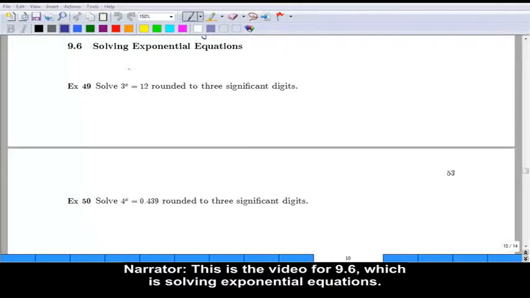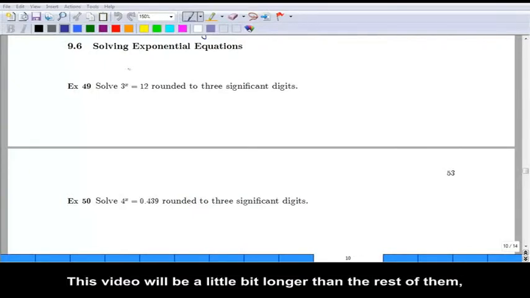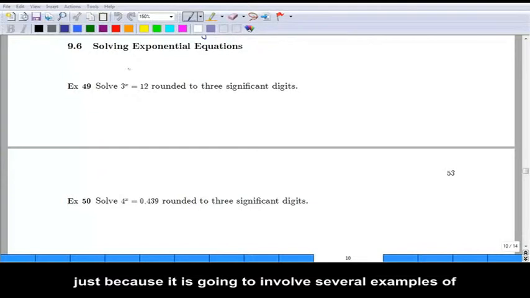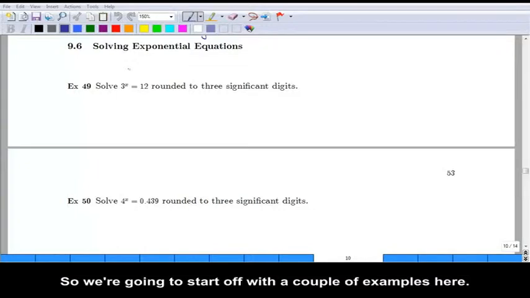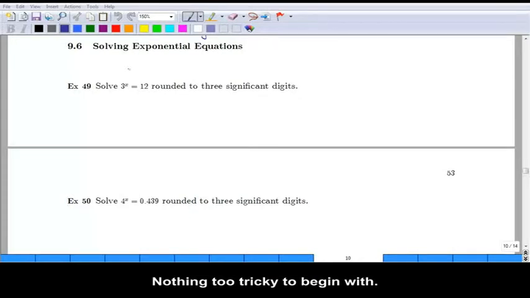This is the video for 9.6, which is solving exponential equations. This video will be a little bit longer than the rest of them just because it is going to involve several examples of solving exponential equations, and they can take a little bit of time. So we're going to start off with a couple of examples here, nothing too tricky to begin with.